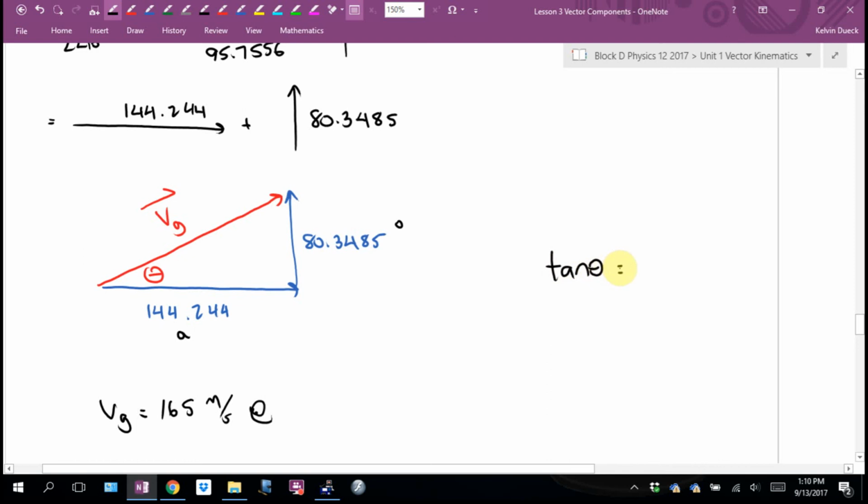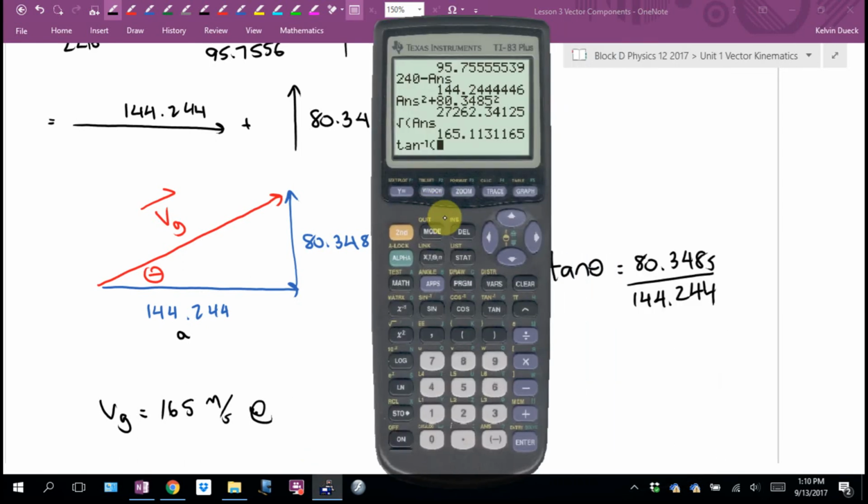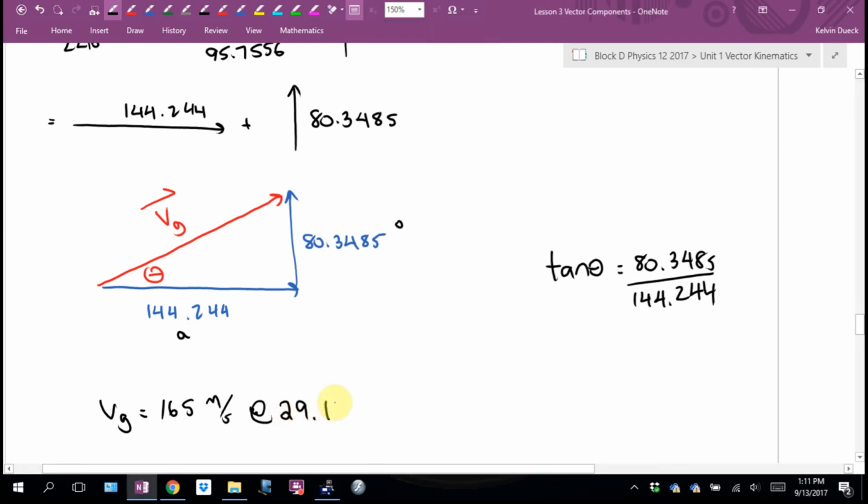tan theta equals 80.3485 over 144.244. Shift tan of 80.3485 over 144.244. Check for typos. I think I'm good. Do you get 29.1? Degrees, north of south, east of west, what of what? North of east, yes?